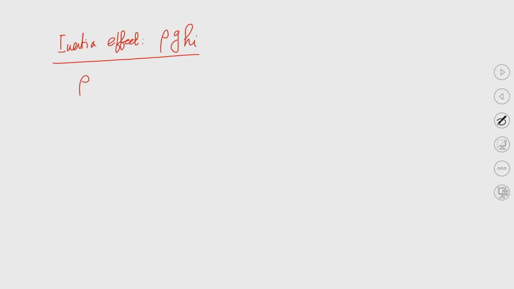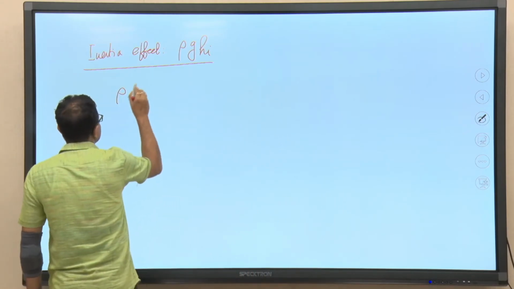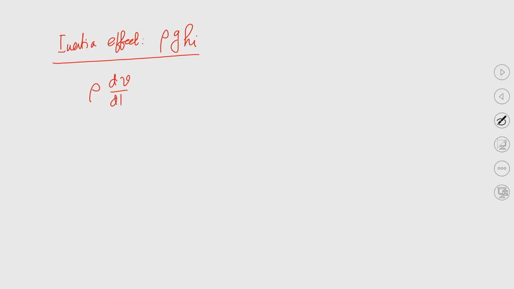So, this is rho dV/dt into h I. This is the length of the suction and delivery pipeline.